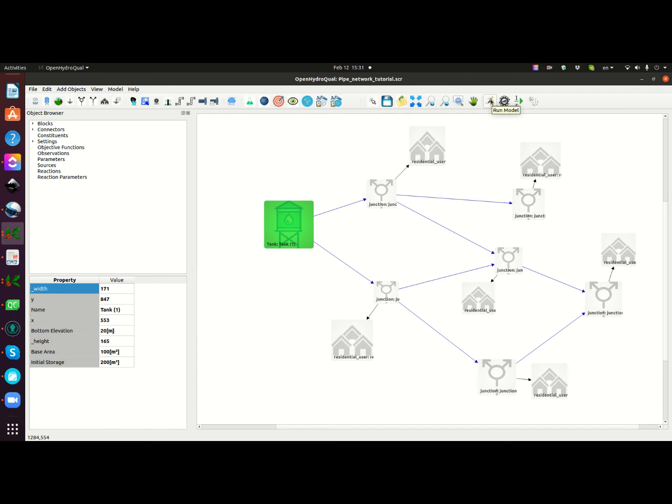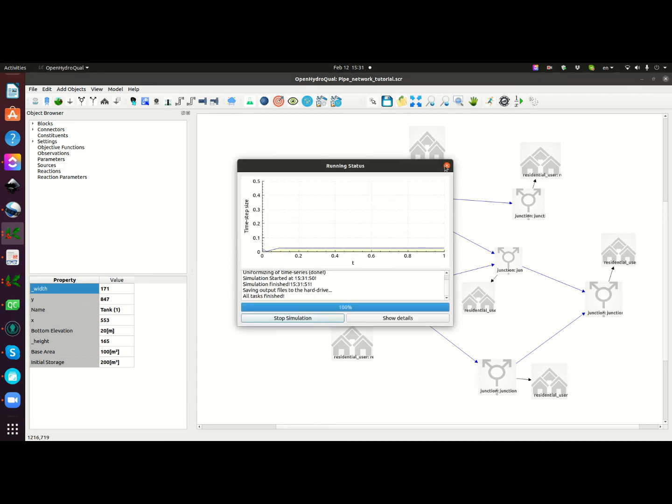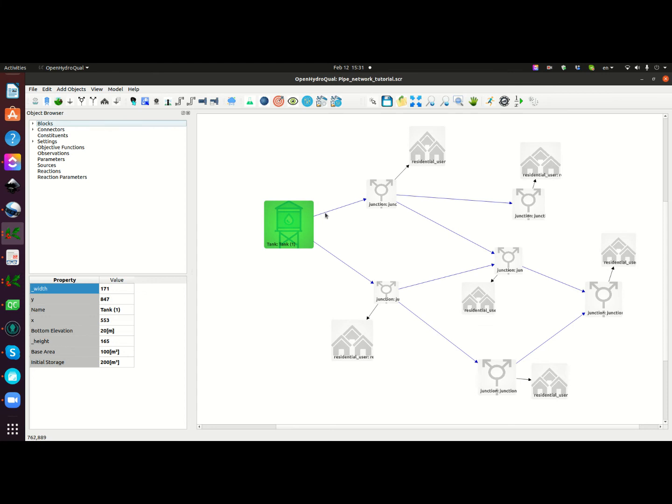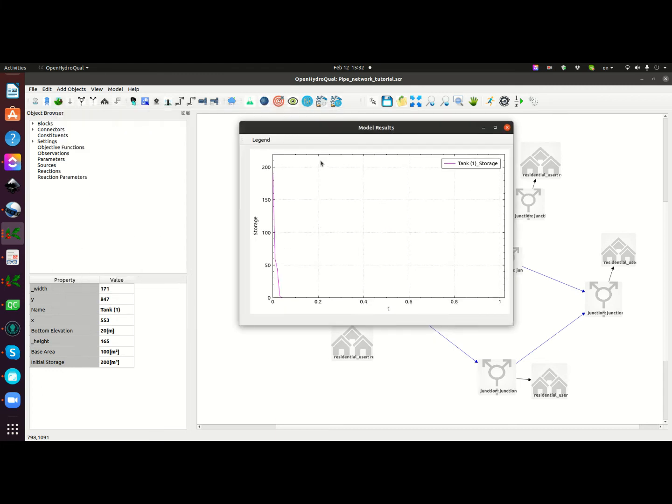Let's run it and see what happens. So I'm going to run. The simulation is done. Now let's first look at the amount of water, the storage inside my tank. So I'm going to right click on my tank 1, and then I'll click on storage, and what you see is basically the storage drops and runs out pretty quickly.